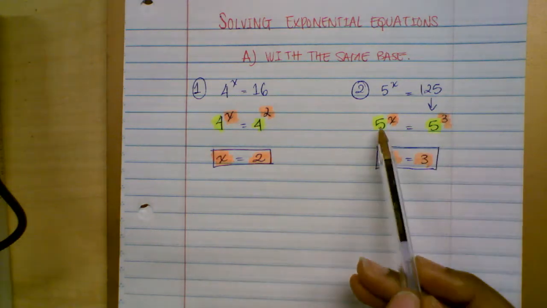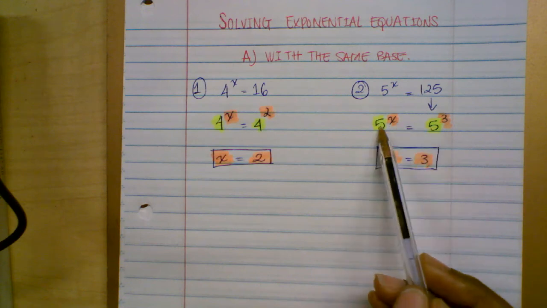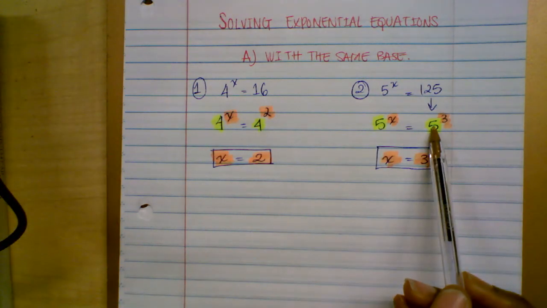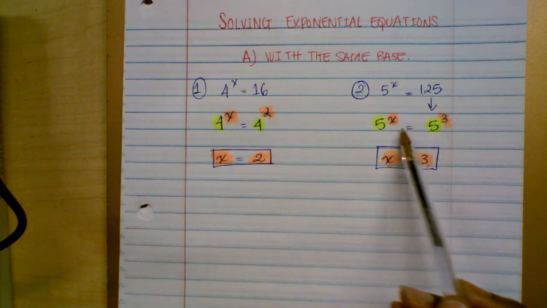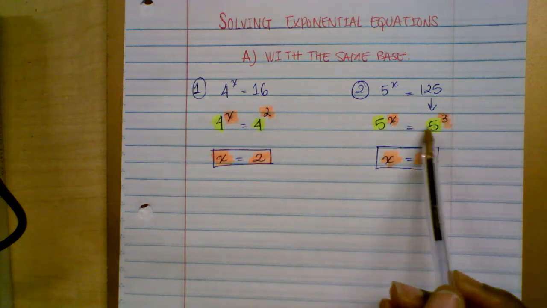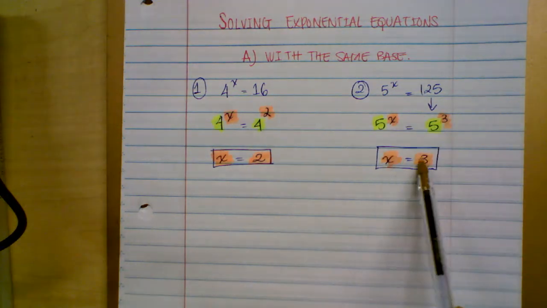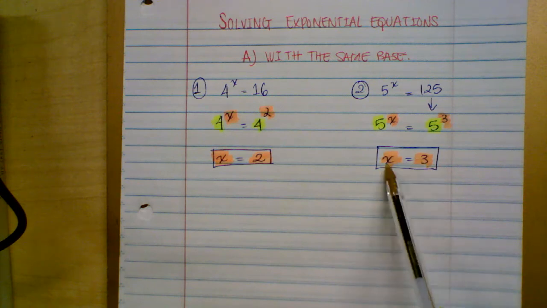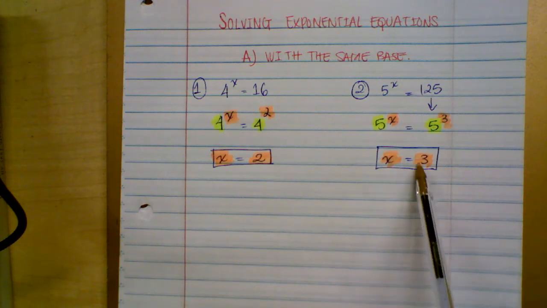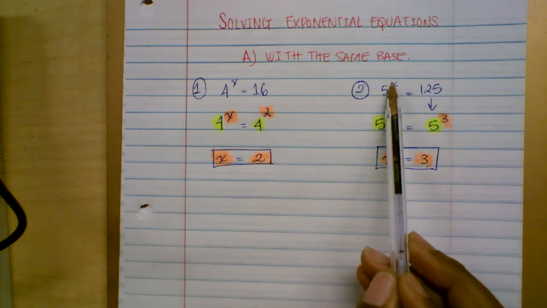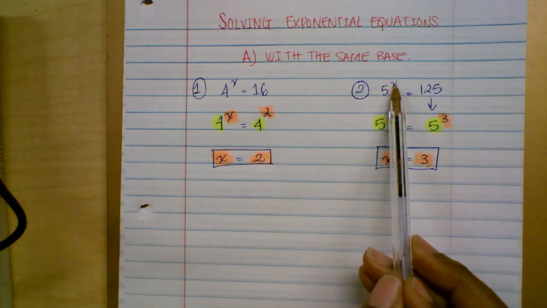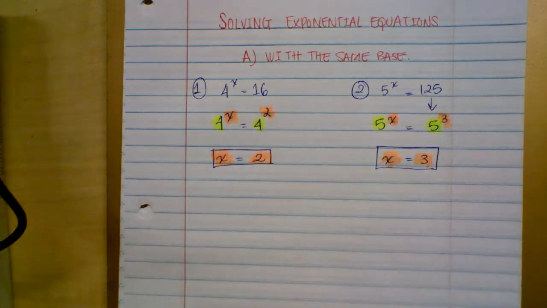Now both sides already have the same base. So what else needs to be equal for both numbers to be exactly the same is the exponent. So we set the exponents equal to each other and solve for x, and x is already by itself, so x is 3. If you plug 3 into x, 5 cubed is actually equal to 125. Let's move on to another example.